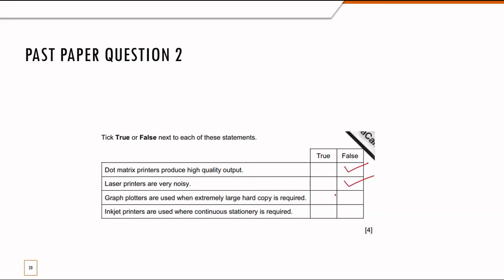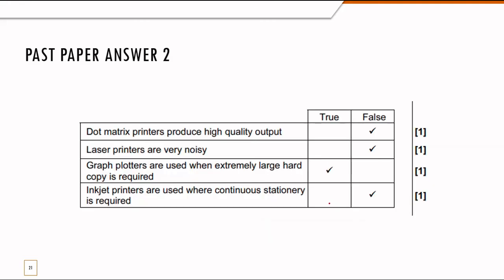Graph plotters are used when extremely large hard copy is required. This is true. Inkjet is used where continuous stationery is required. Continuous stationery is a dot matrix printer, so this is also false.